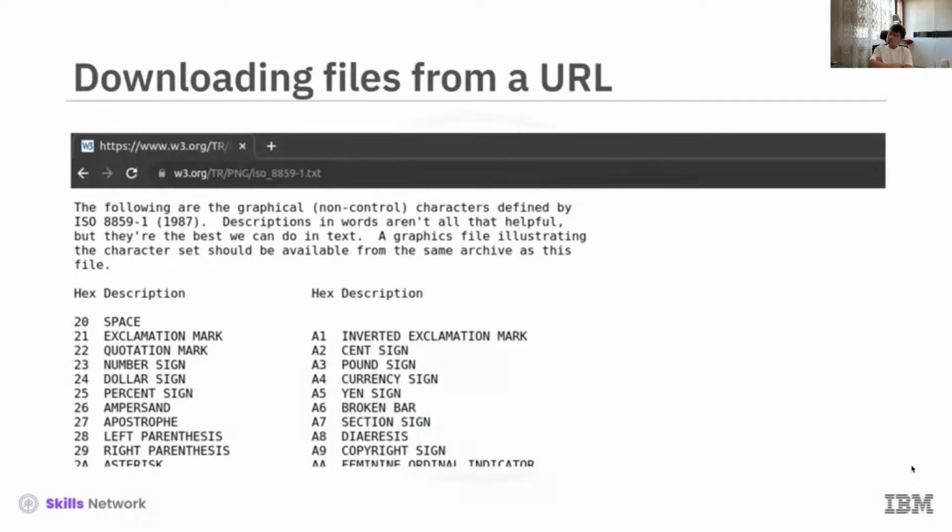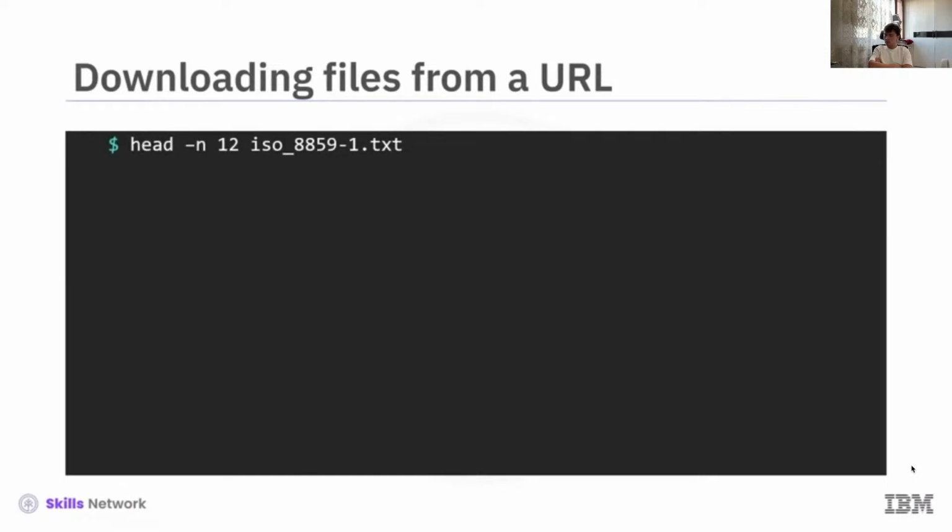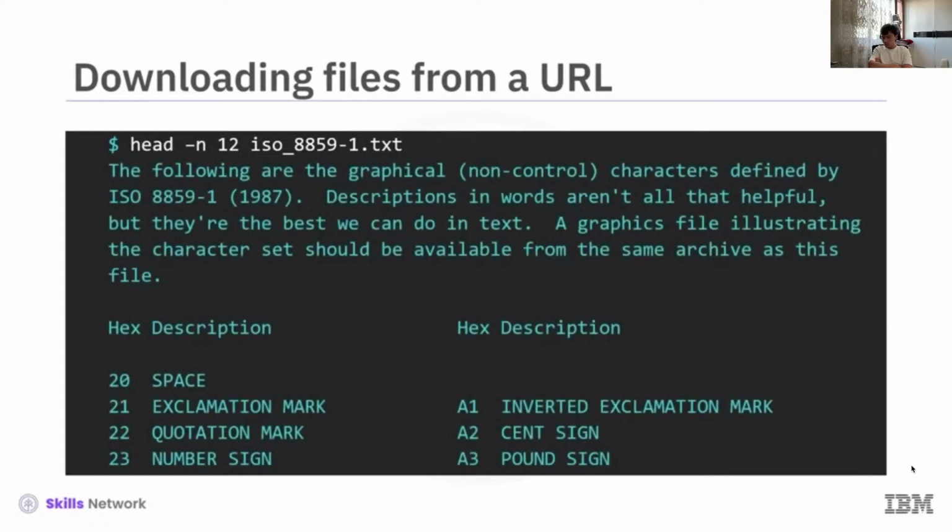For reference, here is what your browser shows you when looking at the data located at the URL. It's a simple text file. By entering head -12 ISO_8859-1.txt, you see the first 12 lines of the contents of the downloaded file. As expected, the file contains the exact same data that you just saw on the previous slide.